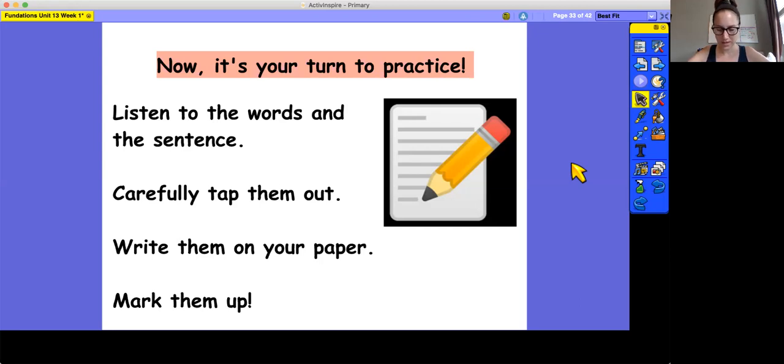Okay, and the sentence only has 4 words, so it should be quick and easy. Make sure you remember how sentences start and how they end. The sentence is, stop disrupting our class. Stop disrupting our class.